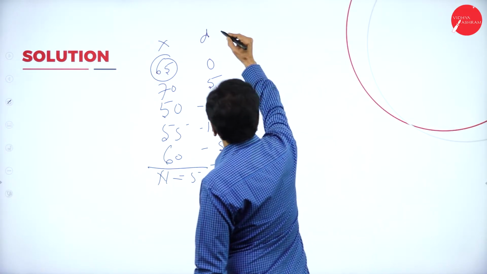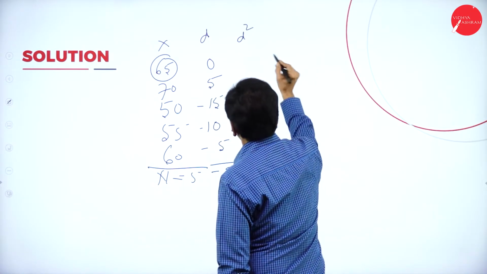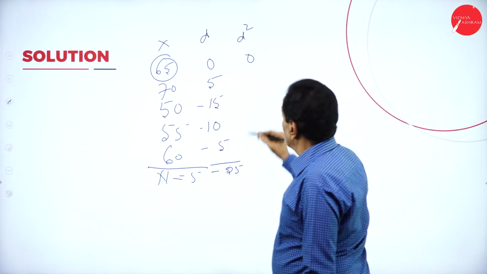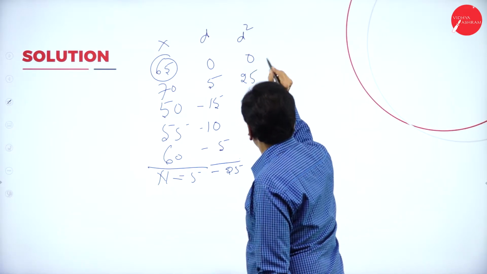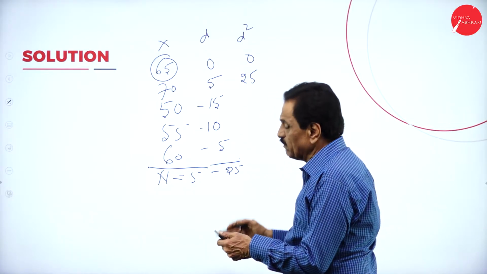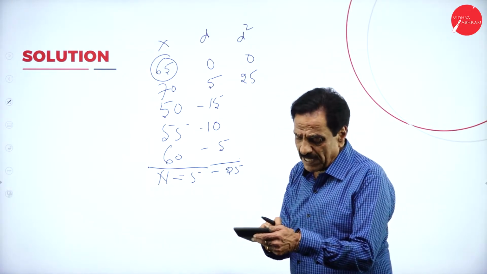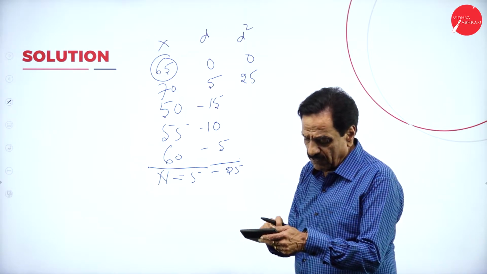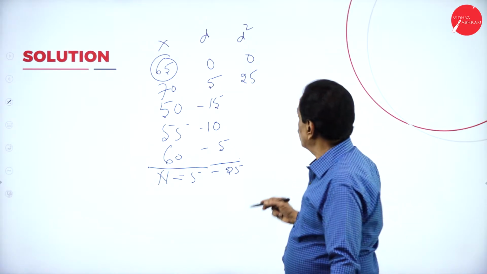Then d square. This is d square. This is 0. This is 25. So 15 into 15, we multiply. Minus into minus becomes plus. 15 into 15, work out. Plus 25.